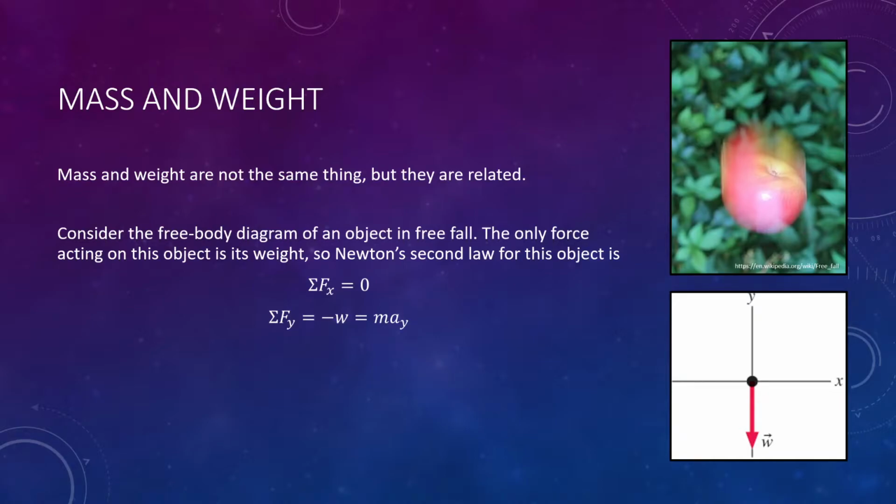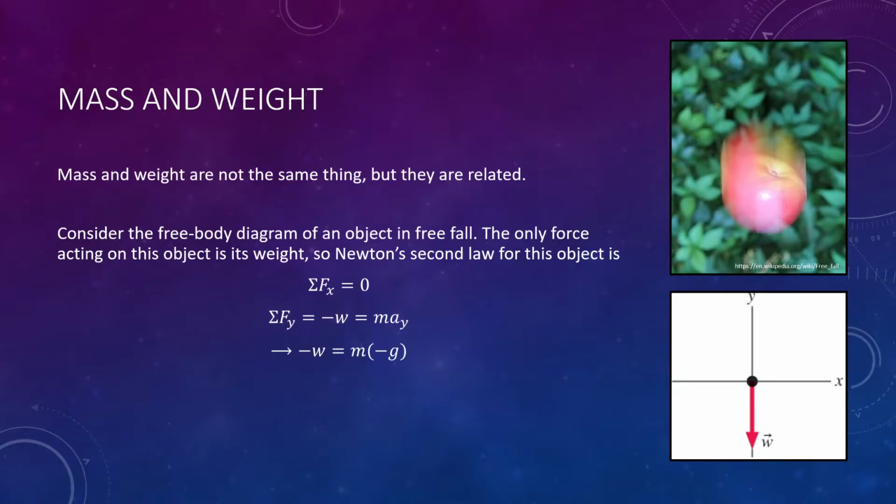But we already know what that acceleration is, a_y. An object in free fall is under the influence of gravity. We know the acceleration due to gravity. It's negative 9.8 meters per second squared. In other words, minus g, where, again, g is 9.8.